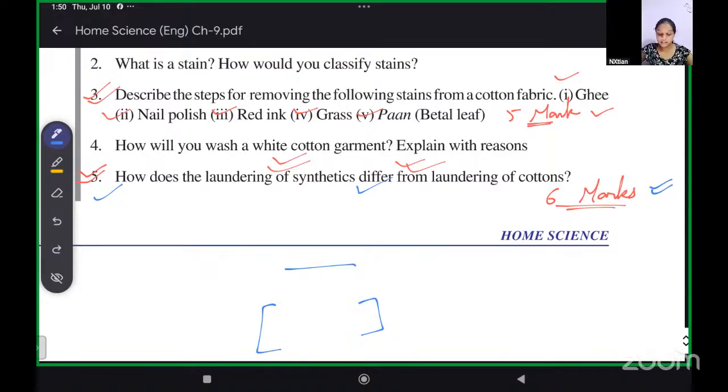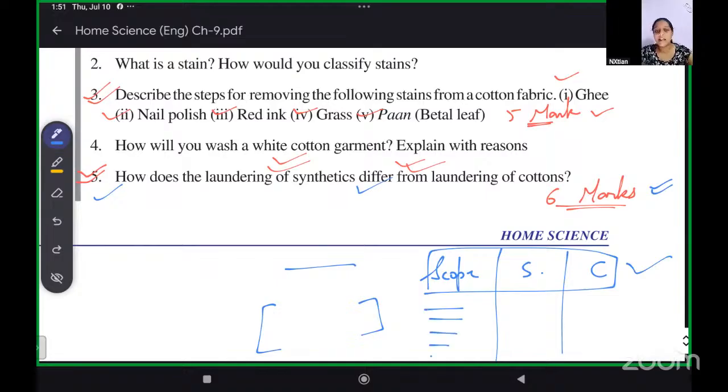Also, in the difference, the scope, then laundering of synthetics and cotton, the top heading can be written in black. Scope points can be written in black, and the content in blue, whereas the scope points and the headings can be written in black. This is for when you give your test. I'm going to keep a test and you're going to give your test. That time you can do this.